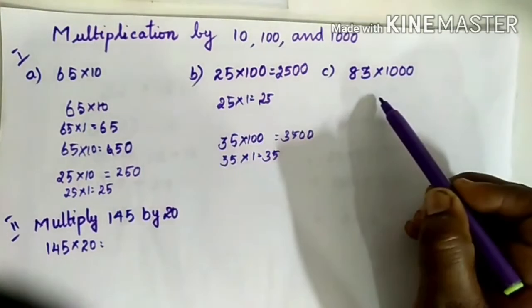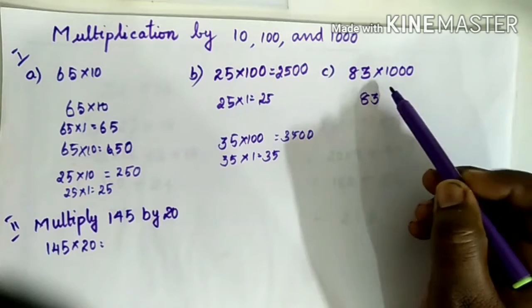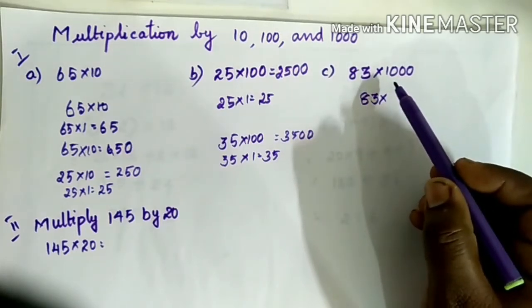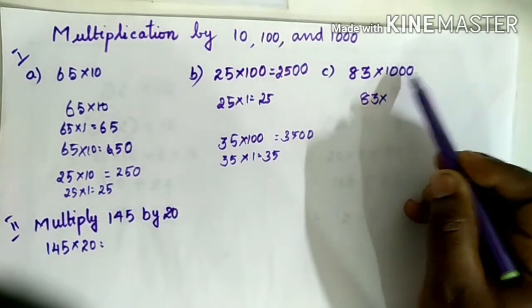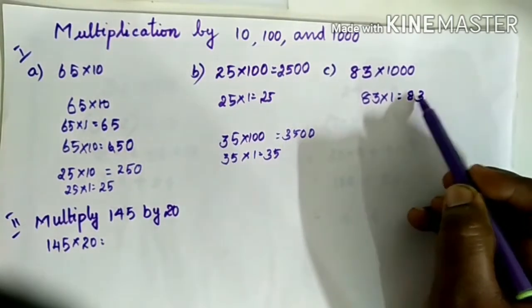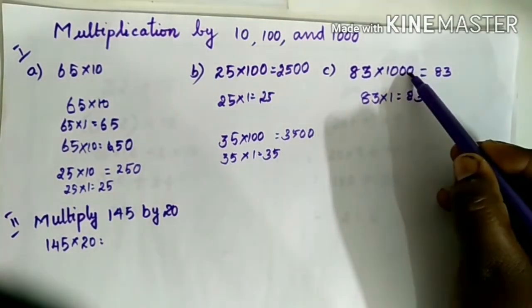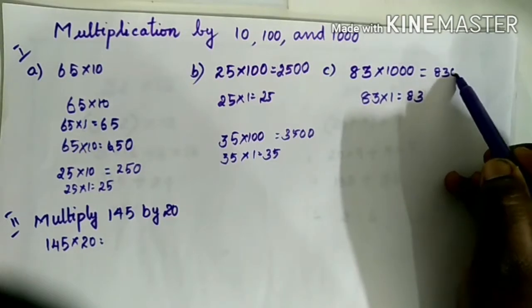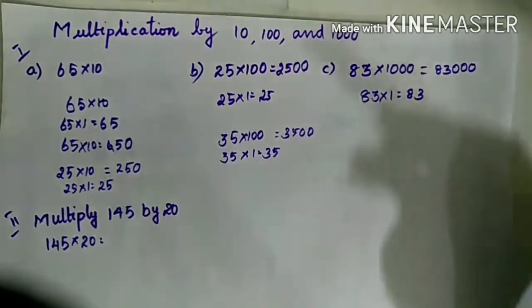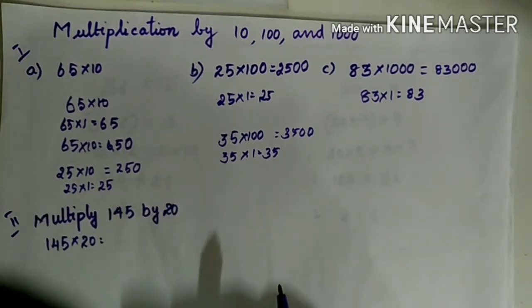Now you are going to say, okay. So 83. Very good. 83 into, what do you have to do? Ignore all 3 zeros. So 1 only will be there. So 83 into 1 is 83. Then what you have to do? Write 83 and add how many zeros? 3 zeros. Very good. So that is the answer. Okay. So this is an easy way of multiplying by 10, 100 and 1000. I hope that everybody can understand this.